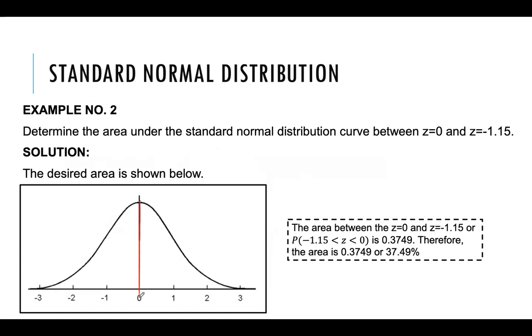Next example: determine the area under the standard normal distribution curve between the z value of 0 and the z value of negative 1.15. What is the area? In table 2.9, we only look up 1.15. So the area between the z value of 0 and the z value of negative 1.15 is 0.3749. Therefore, the area is 37.49%. So let's check in table 2.9.